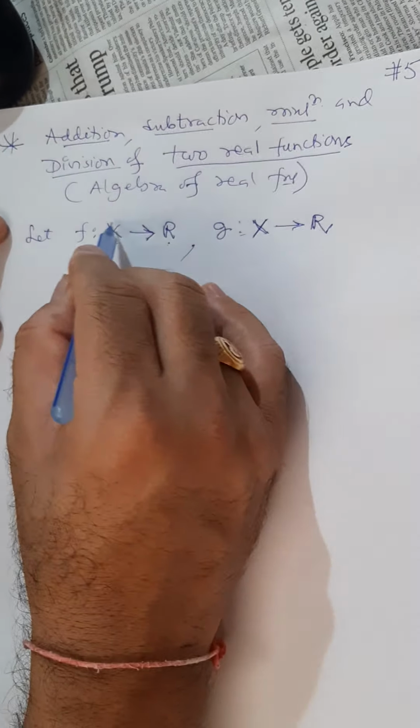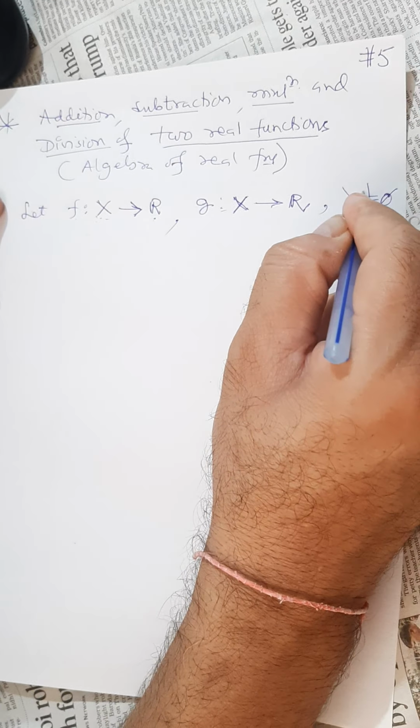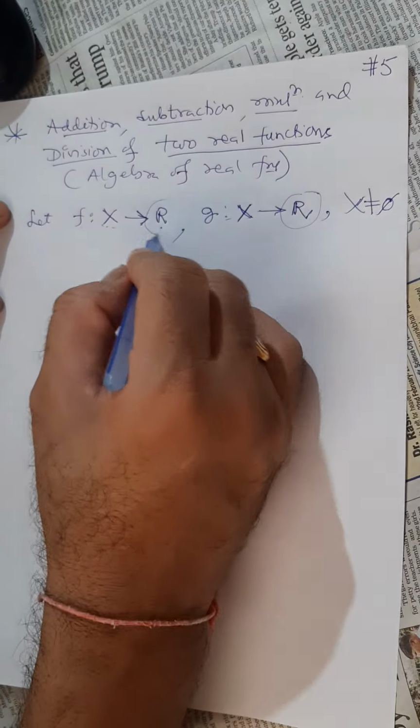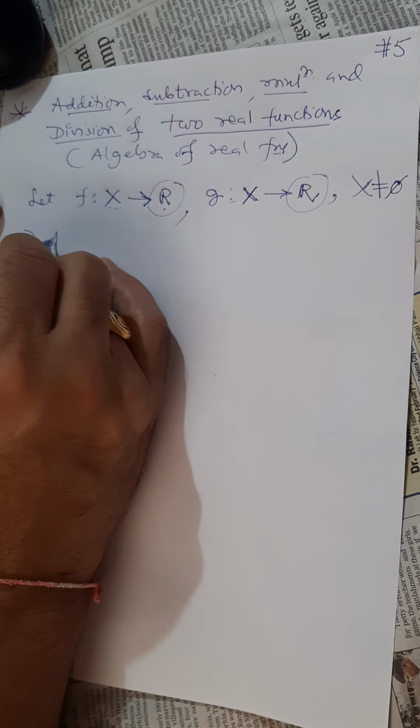So f is a function from X to R. This is the domain. X means any non-empty set. It can be any set. The domain can be any set, but the codomain should always be the real numbers. Then the first one, the addition, which is very simple.